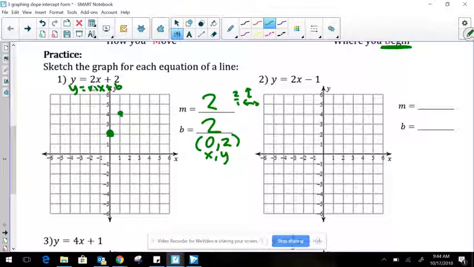So that's my slope, up 2 over 1. I'm going to keep doing this until I fill out my graph. So you can see now I need to fill in these points here. So I need to do the exact opposite. So instead of going up, I'm going to go down. Instead of going right, I'm going to go left. So the line should still be straight.